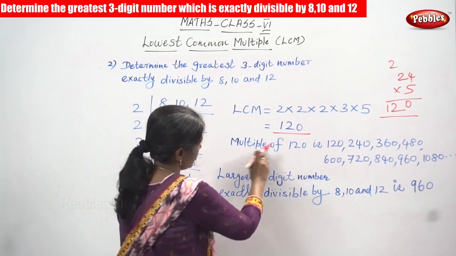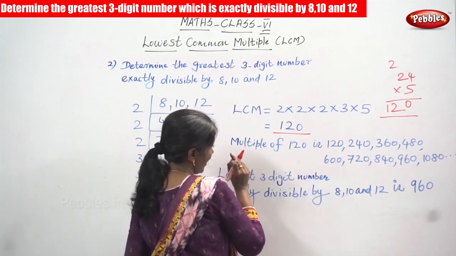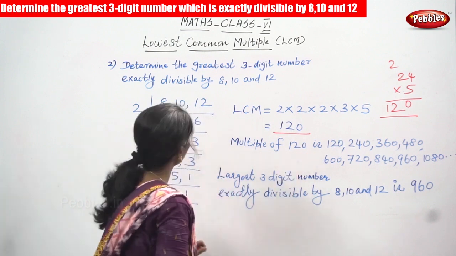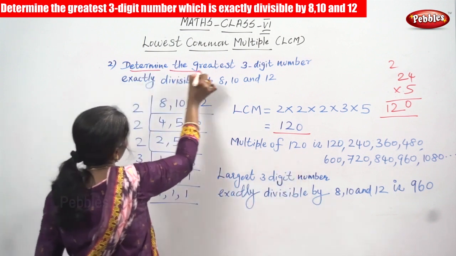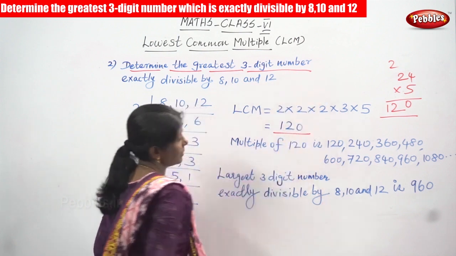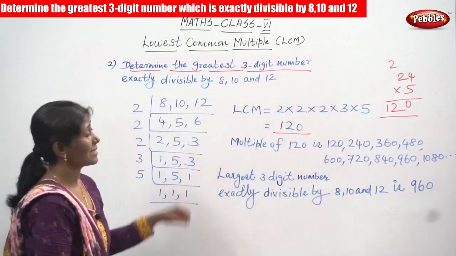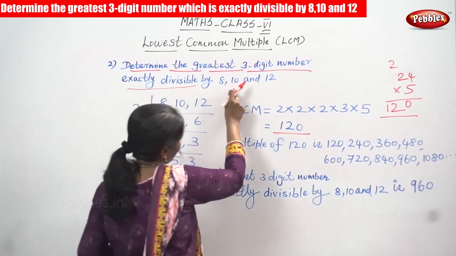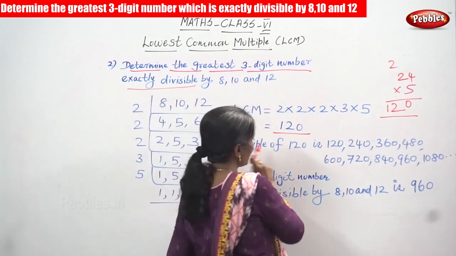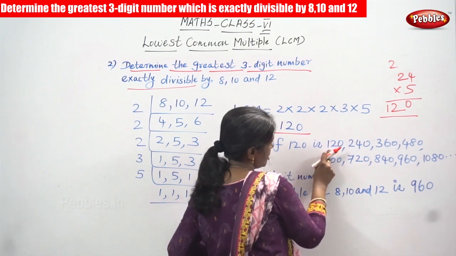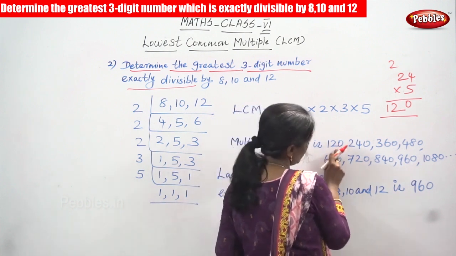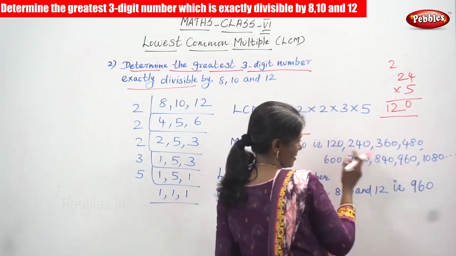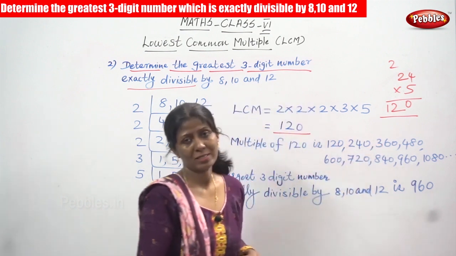Then multiples of 120. Why did I write multiples of 120? Because we have to determine the greatest 3-digit number which is exactly divisible by 8, 10 and 12. So we have to write the multiples of 120. 120 into 1 you get 120.